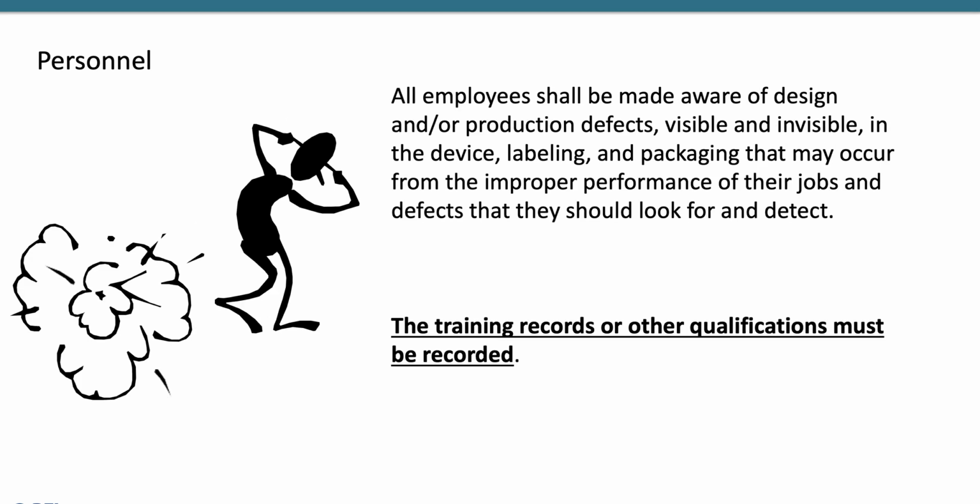And how do we make sure that those people know exactly what to do? They need to be able to identify defects that might be visible or invisible during the device production, during the labeling, during the packaging, during the installation procedures. Those people need to identify those. And those training records should be recorded.